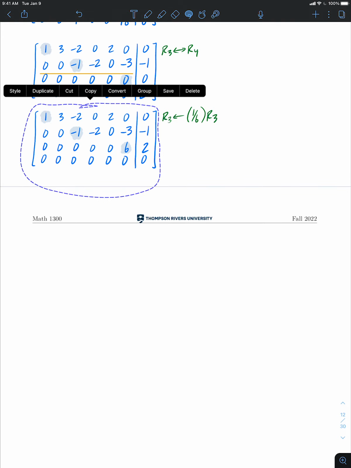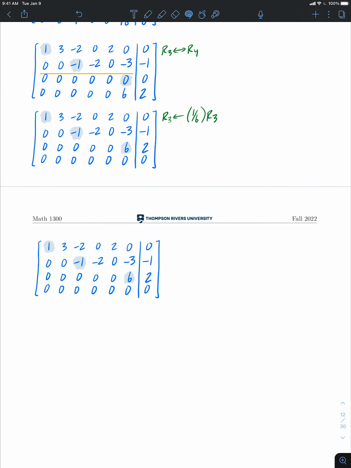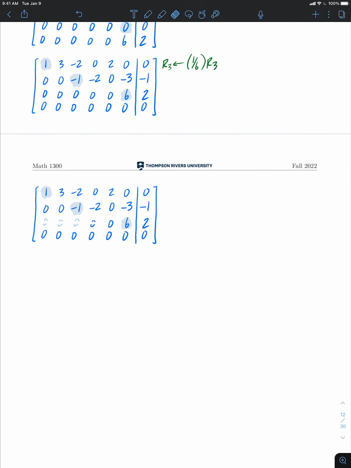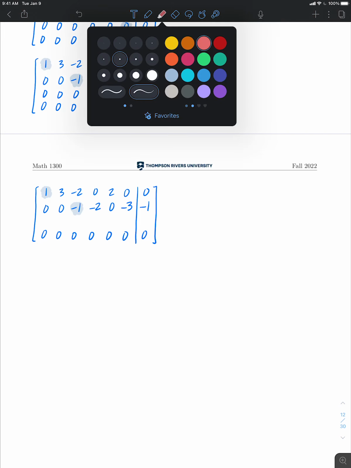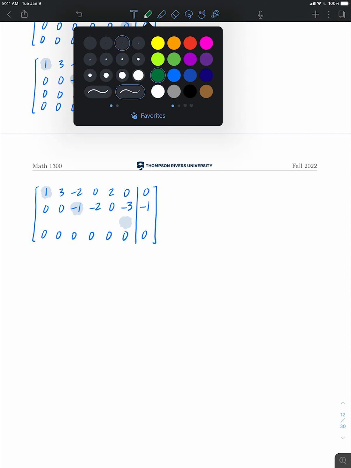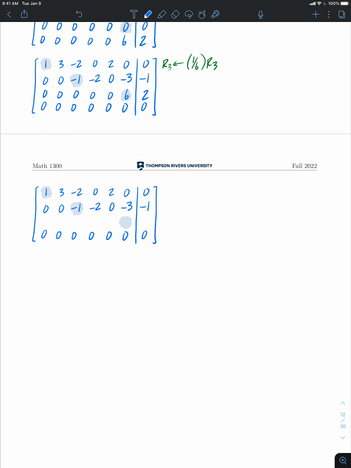So let's go ahead and duplicate this. So now I'm going to erase the row that's going to change, but I am going to put that pivot position back in. It helps to keep track of where your pivots are. It helps remind you what to do next. So okay, what's going to happen if we multiply each of those entries by 1/6?